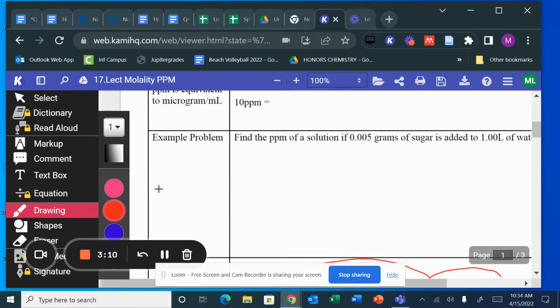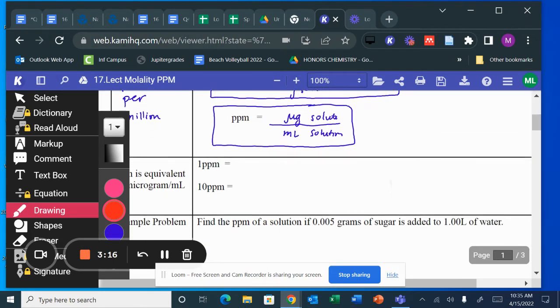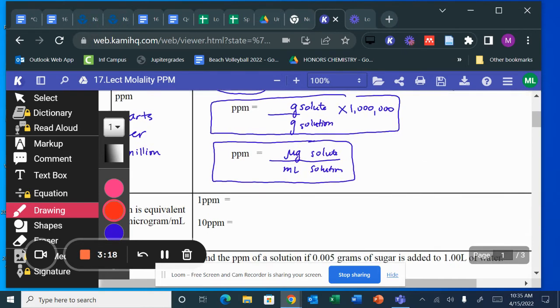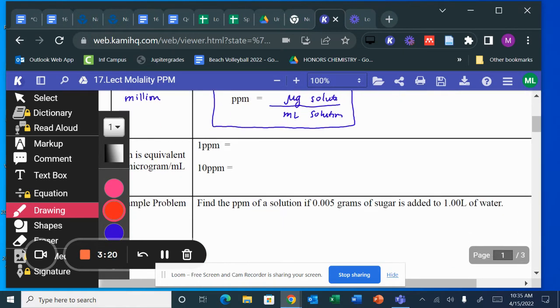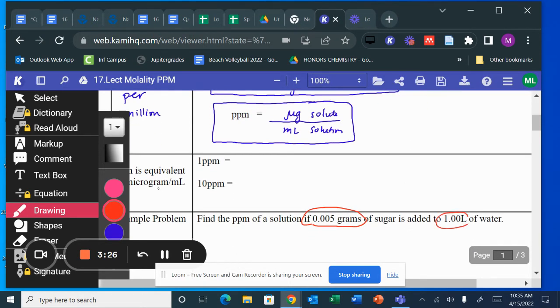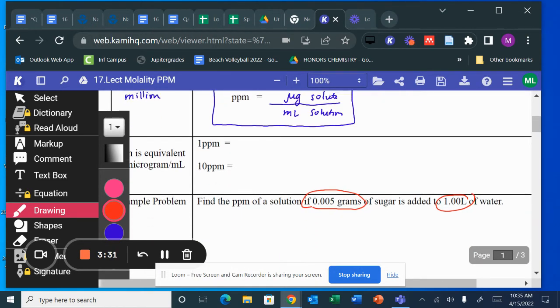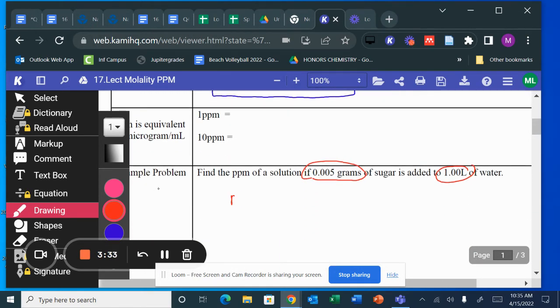Okay, for example, it says find the ppm of solution of 0.005 grams of sugar added to 1 liter of water. So you can either use the top or the bottom. I think I'm going to use the top equation right here because this is in grams and this is in grams, so I don't have to convert that. And then the liters, it's easy enough for me to convert that to grams. So I'm going to write the equation. That's my strategy. ppm is equal to grams over grams, solute over solution.